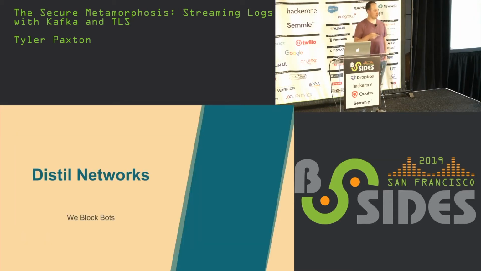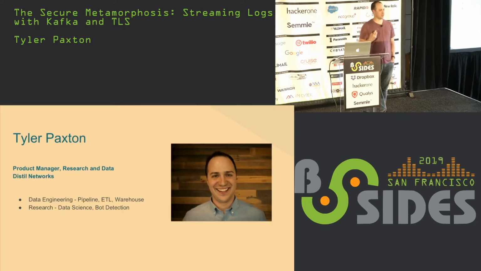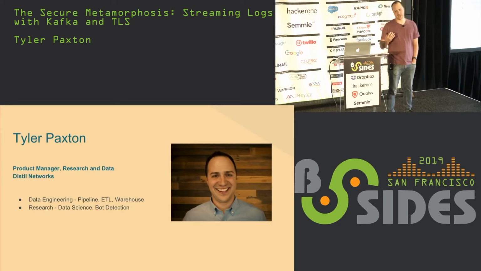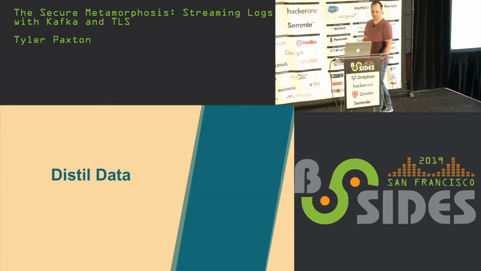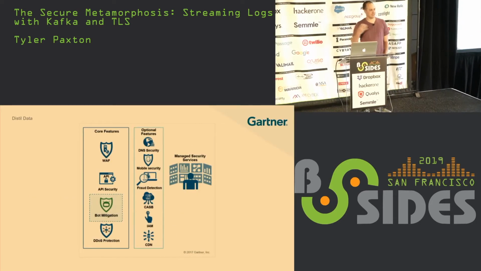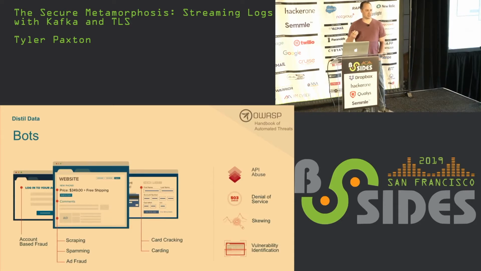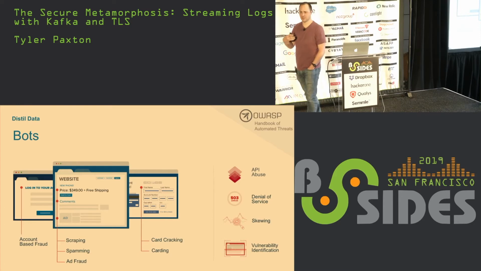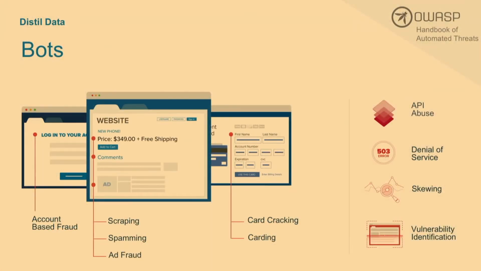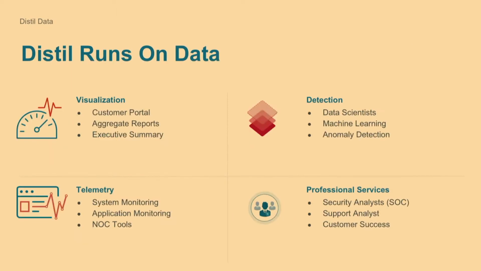So I work for Distill Networks. We protect against automated threats. I'm a product manager there. I'm responsible for our research and our data. So we have a lot of data that flows through. We sit as a layer 7 inline bot mitigation. And some of the things that we protect against are people that might be doing account fraud, web scraping, trying to do card cracking, or any other type of abuse that you would use an automated piece of software to do.